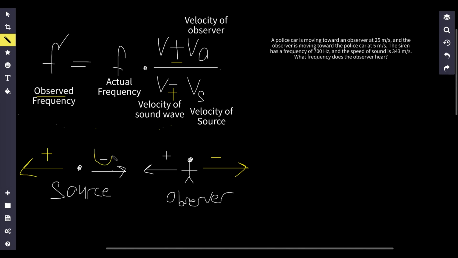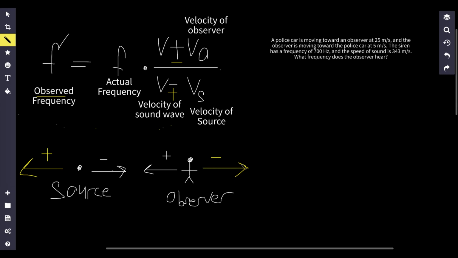If the source and the observer are moving towards each other, notice how the observer is going to get a positive sign, which you can see here, and the source is going to get a negative sign, which you can see here. So basically, if the source and the observer are moving towards each other, just use the top symbols: the positive symbol up top and the negative symbol up here.